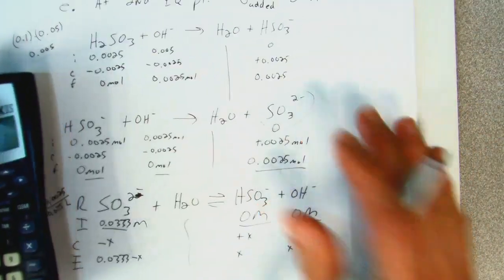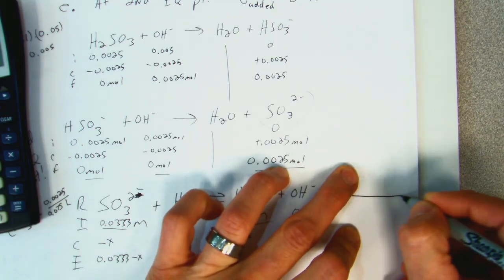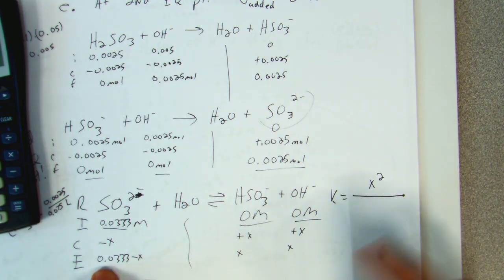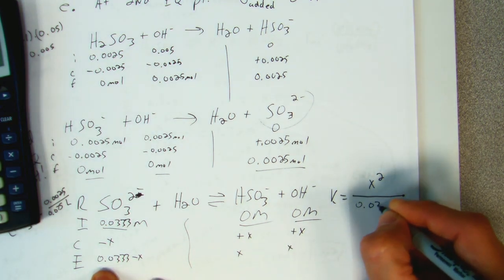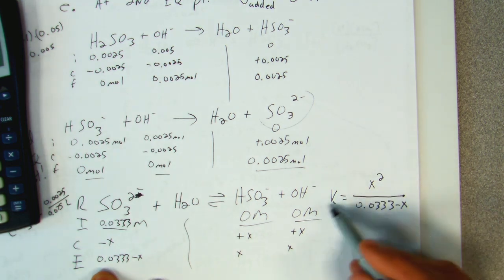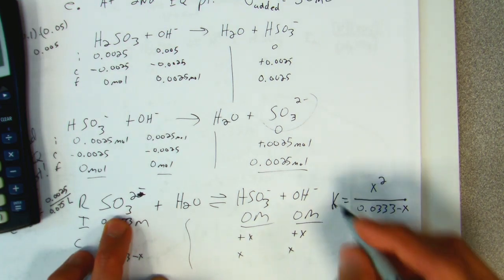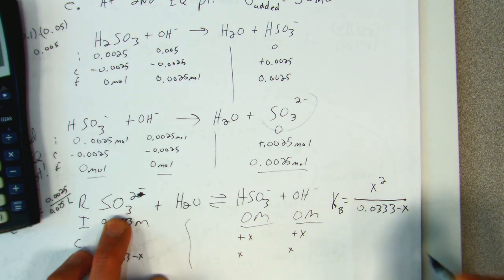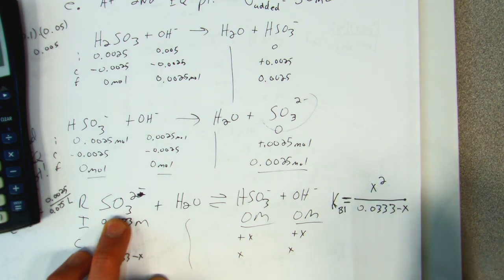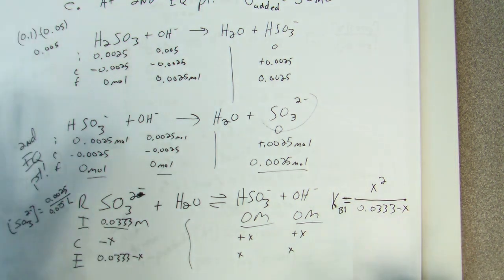solve our equilibrium constant expression, K, as being what? Our products over reactants. So x squared divided by 0.0333 minus x. Now we need a number to put in here for K, so we have to decide if it is Ka or Kb, and I've got a base acting as a base. So it seems like it's Kb, and this is accepting the first proton, so I'm going to call this Kb1, because it's acceptance of the first proton.